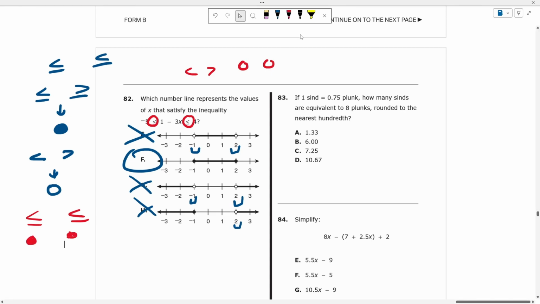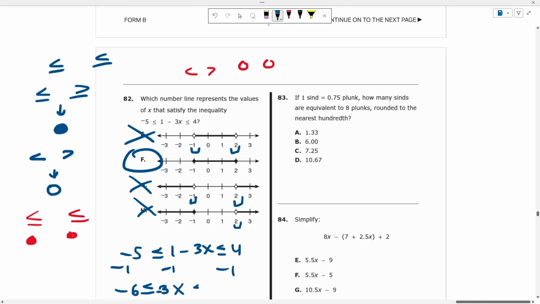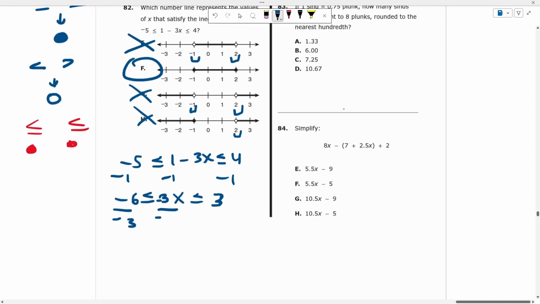Now, let's say that all of them were filled in and you actually had to solve for it. What you would have to do is just combine like terms on both sides, right? And get x on its own. You get negative 5 is greater than or equal to 1 minus 3x, which is greater than or equal to negative 2. Okay, so you'd have to subtract 1 from both sides. And you get negative 6 is greater than or equal to negative 3x, which is greater than or equal to negative 3. And then you just divide all sides by negative 3, and you'd have to flip the direction of the sign, so you'd get 2 is greater than or equal to x, which is greater than or equal to negative 1. So x has to be between negative 1 and 2, which is choice F.